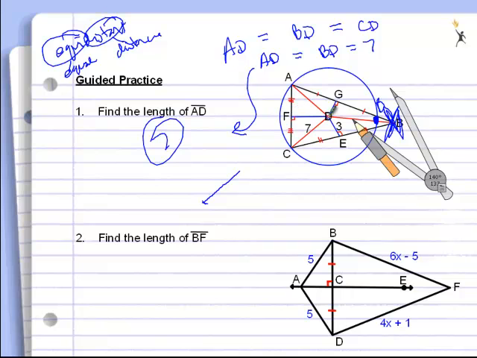If CD is 7, then AD is 7. BD is 7, and we've answered our question. Let's look down here. We're told to find the length of BF. There's BF.